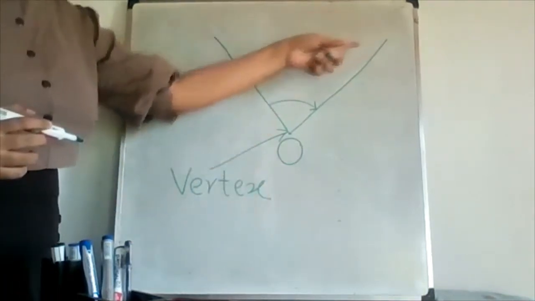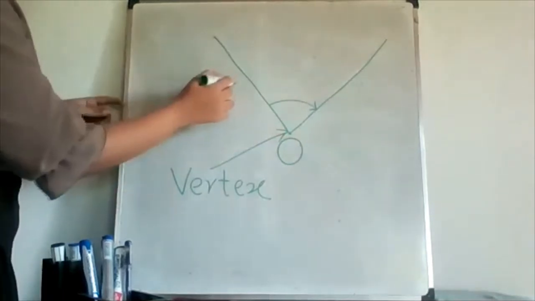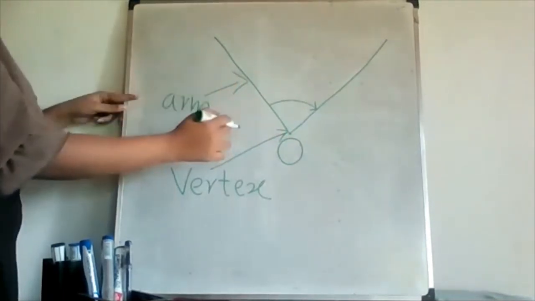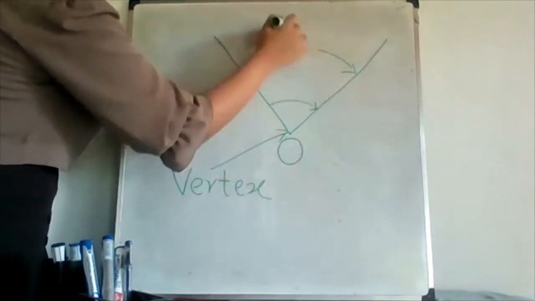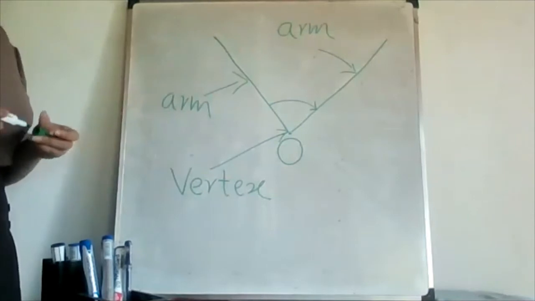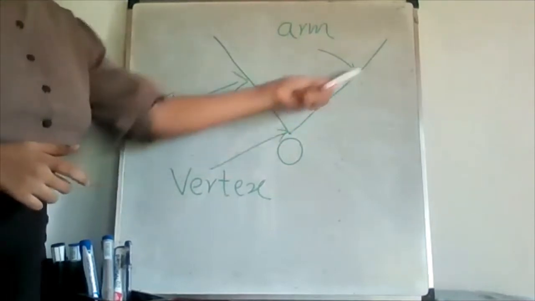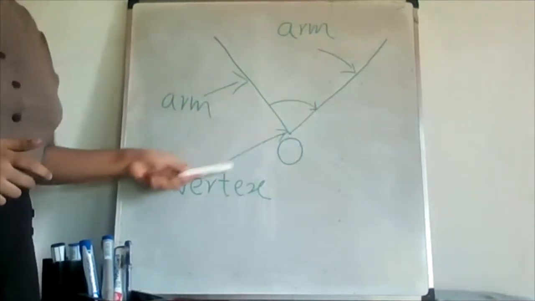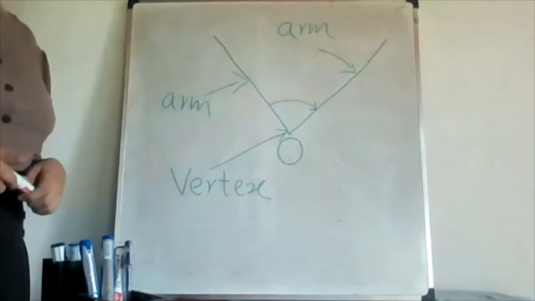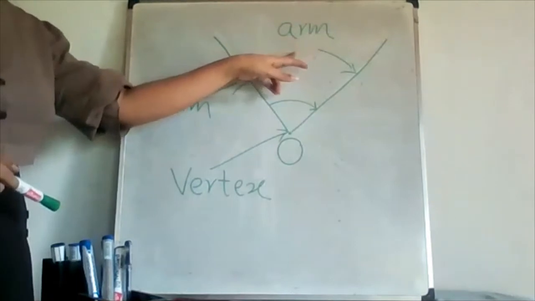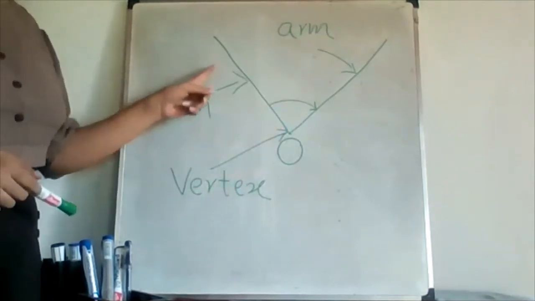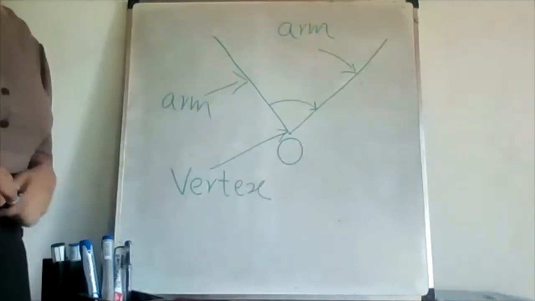And these two straight lines are called the two arms of the angle. This is an arm and this one is also an arm. So these are the parts of the angle. This is the angle, this is the vertex, and this one is an arm, and this one is also an arm. So an angle always has one vertex and two arms.